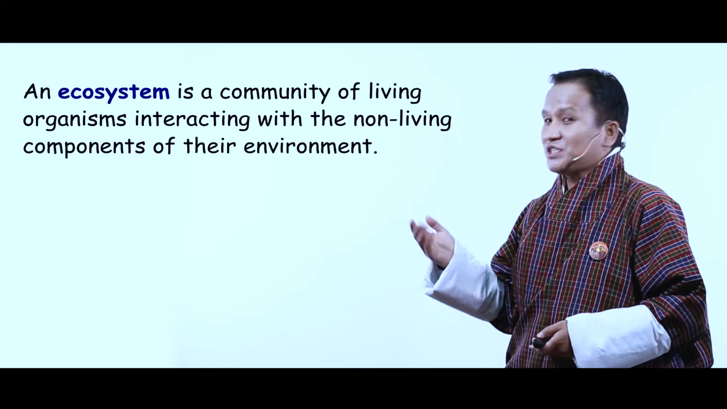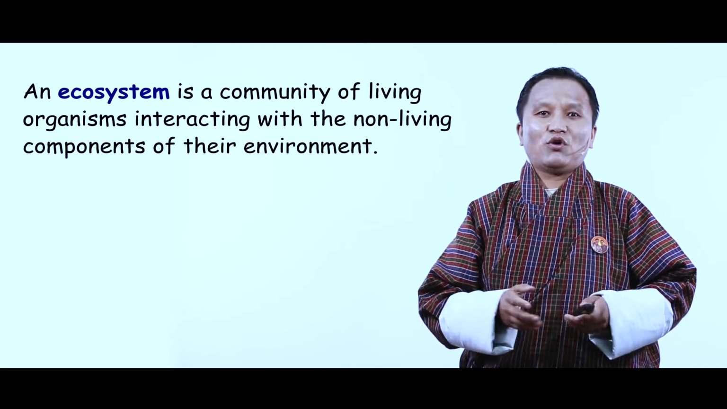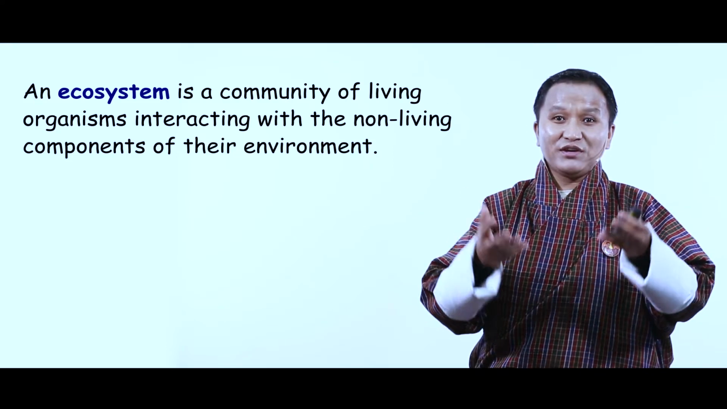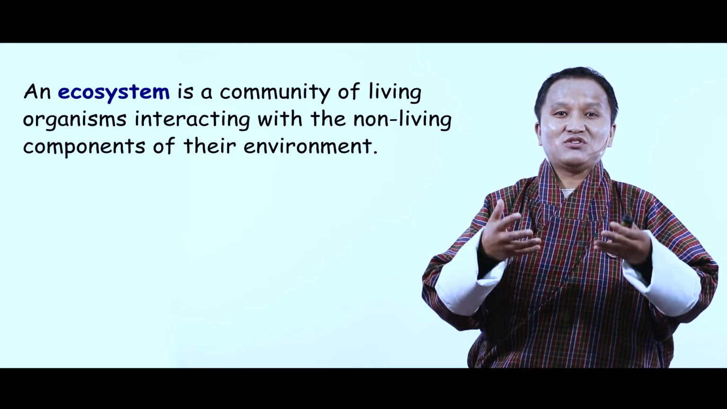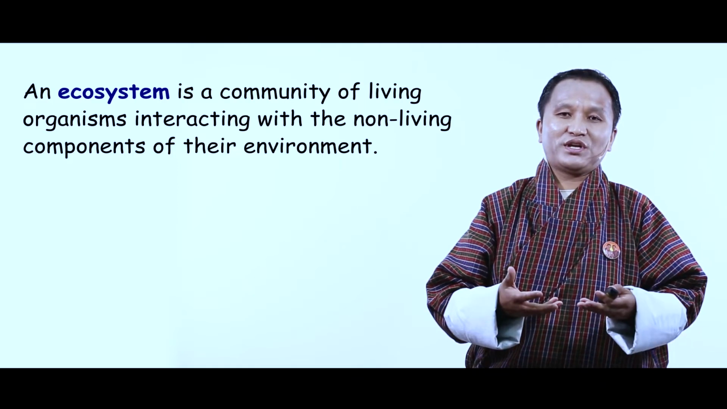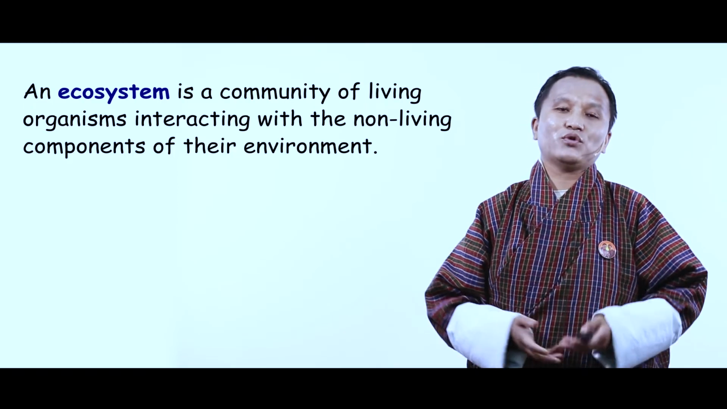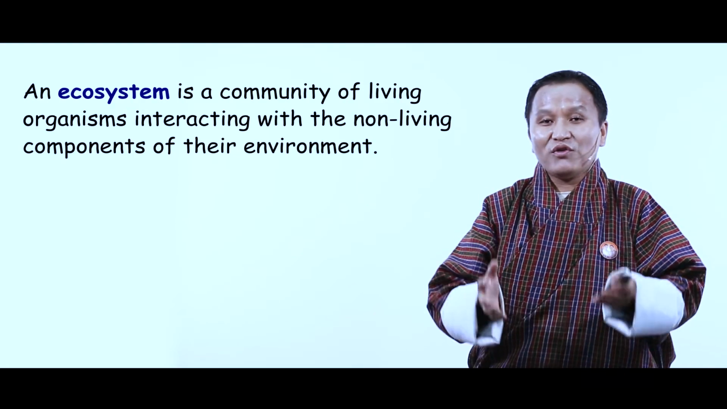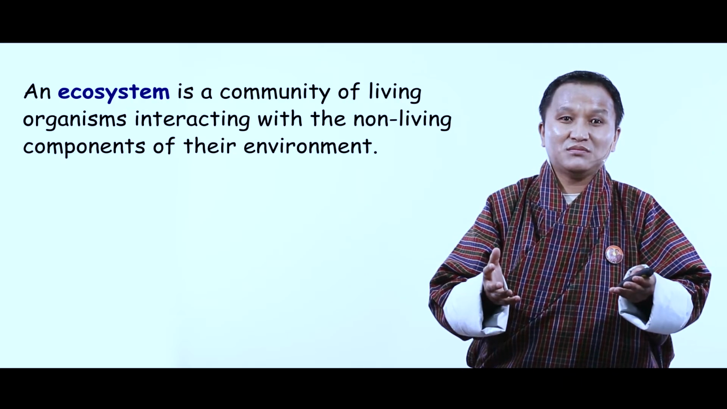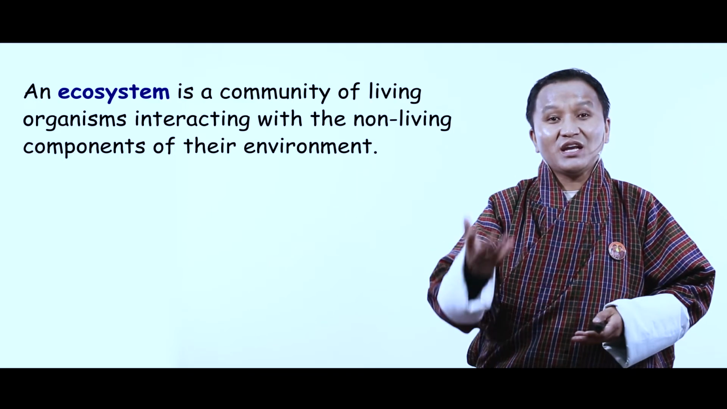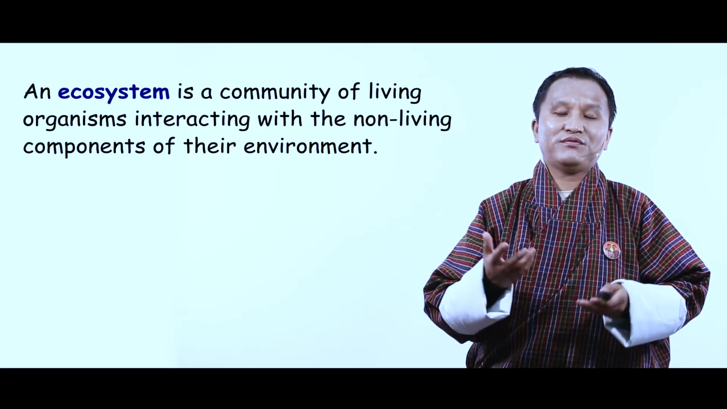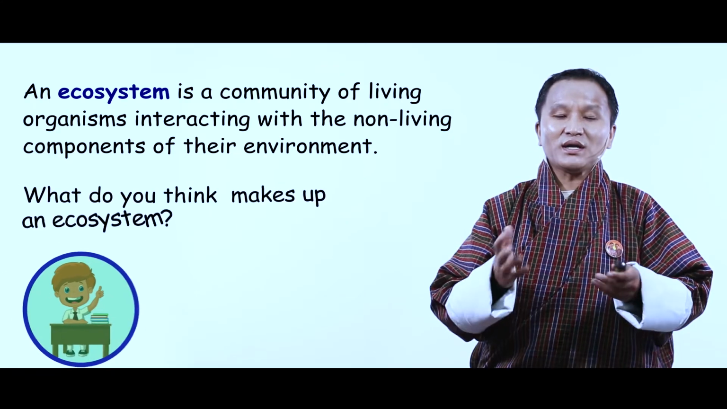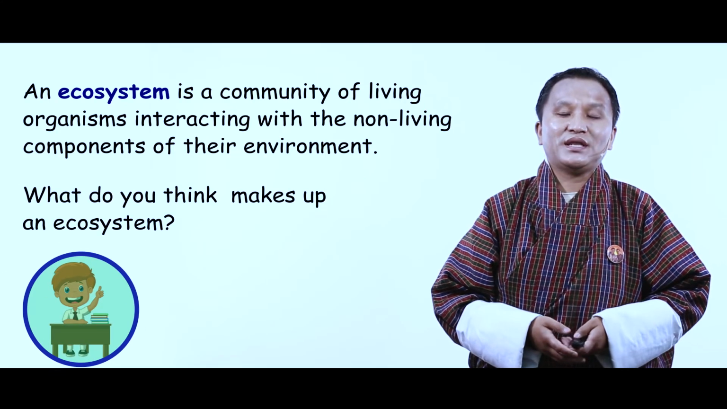Okay, ecosystem is a community of living organisms where you will have varieties of living organisms living together, and they would be interacting within the living organisms and with the non-living components of their environment. So this community where you find lots of living organisms living together and interacting with non-living components of an environment is called an ecosystem. What are the components that constitute an ecosystem?